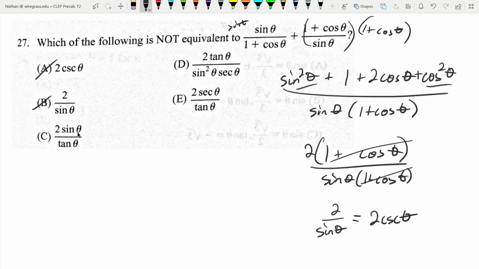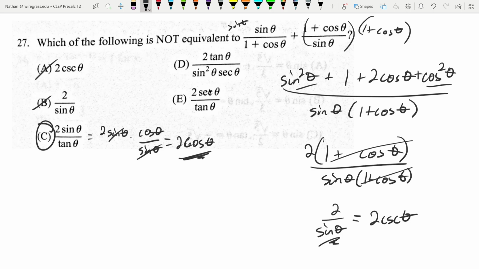Let's look at C. We have 2 sine theta. Tangent is sine over cosine, so we're going to multiply by the reciprocal, cosine theta over sine theta. The sines end up canceling, and we get 2 cosine theta. And cosine and sine are fundamental. There's no way of changing cosine to be 1 over sine theta. So the answer has to be C.